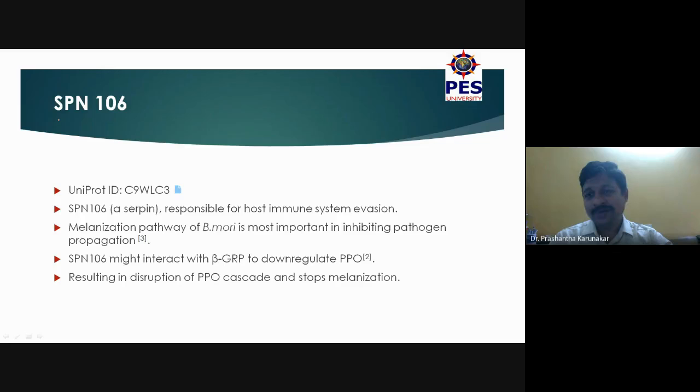One such target we took is SPN106, which belongs to the serpin family, responsible for host immune system evasion, and it affects the melanization pathway of Bombyx mori. Bombyx mori is nothing but the silkworm. That is the host. Nosema bombycis refers to the pathogen. Bombyx mori's melanization is most important in inhibiting the pathogen propagation. SPN106 might interact with the beta glucan receptor protein to downregulate PPO.